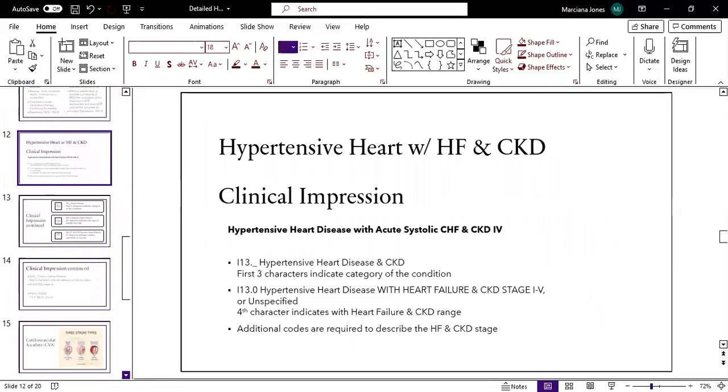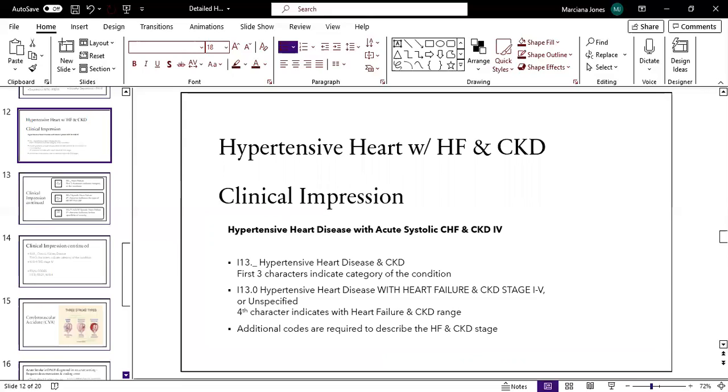So this is another one. This is another subject I like to talk about a lot because people often get confused with this. And not only do they get confused, they leave a lot of codes out when they're coding CKD, hypertension, heart failure, because it's like a whole lot to take in. And so this is one of the things that you have to just practice over and over again.